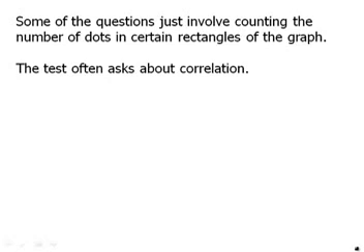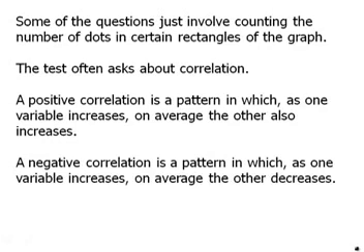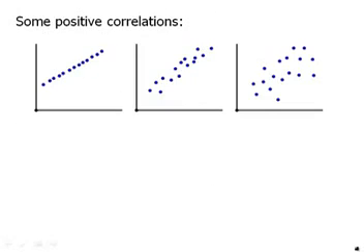Some of the questions just involve counting the number of dots in certain rectangles of the graph. The test also asks about correlation. A positive correlation, as we said, is a pattern in which as one variable increases, on average the other also increases. A negative correlation is a pattern in which as one variable increases, on average the other decreases.